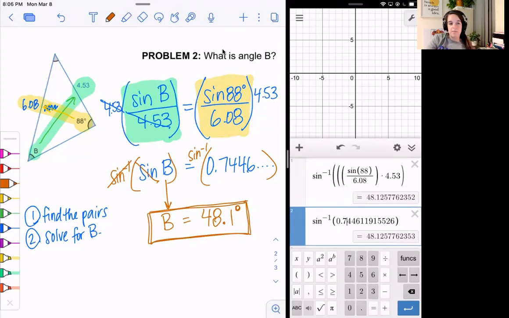All right, so my first step was to find the pairs in the triangle. I'm going to write it as an equation. My second step was to solve for b by itself.